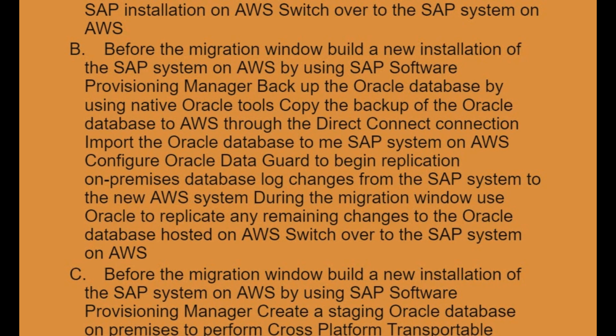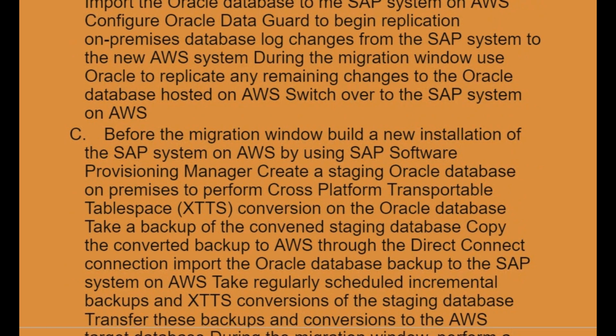Configure Oracle Data Guard to begin replication of on-premises database log changes from the SAP system to the new AWS system. During the migration window, use Oracle to replicate any remaining changes to the Oracle database hosted on AWS. Switch over to the SAP system on AWS.